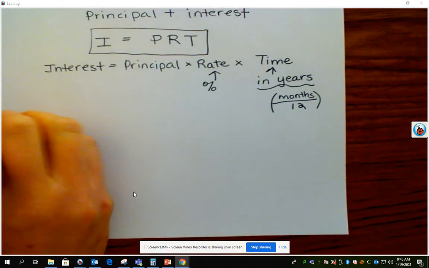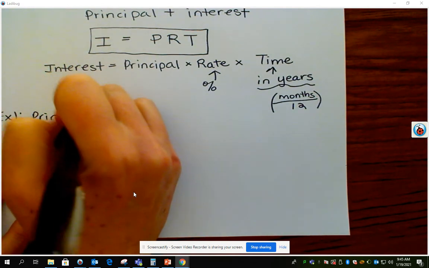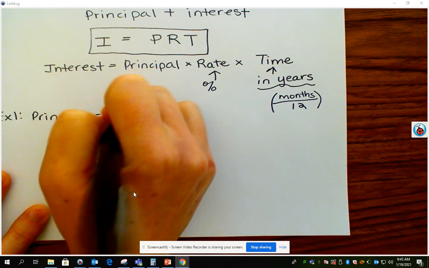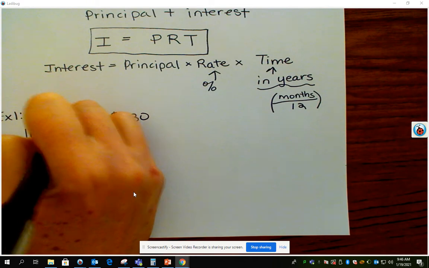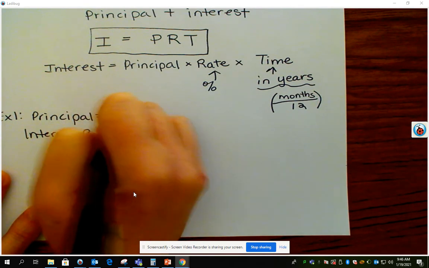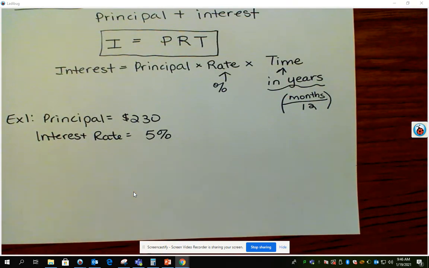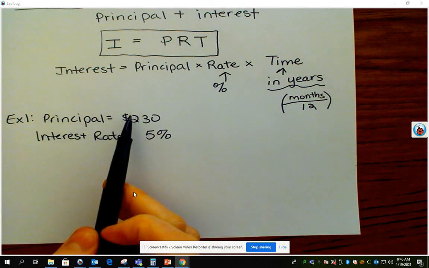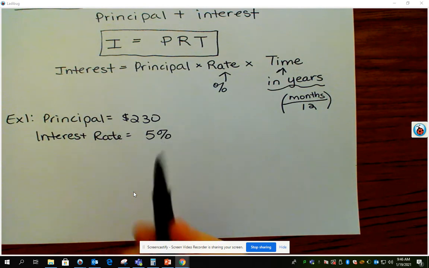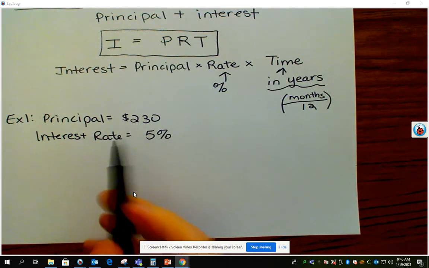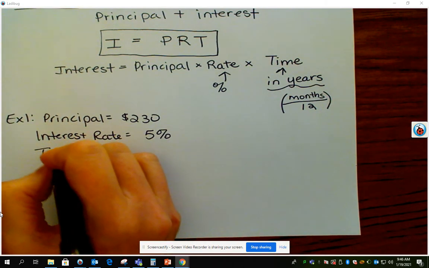So for our first example, say that we have a principal we want to borrow of $230. And the bank tells us that they will give us an interest rate of 5%. And interest rates typically have to do with your credit rating. So if you've shown that you are good about repaying money that you borrow, you'll get a lower interest rate, so it will cost less for you to borrow money. But if you show that you're not responsible in repaying money, you'll get a higher interest rate. Okay, and the time for this loan is 1 year.